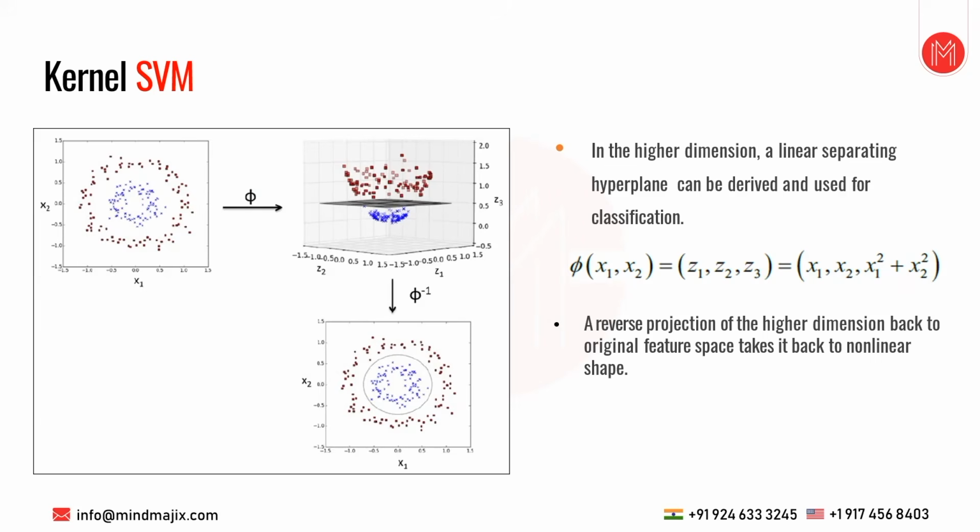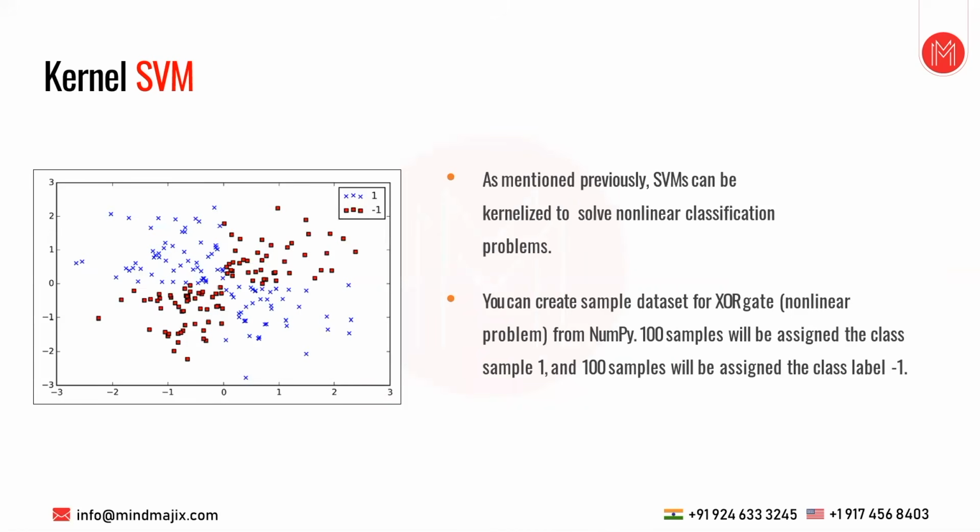What is the actual work of the hyperplane? The actual work of the hyperplane is classification. A reverse projection from the higher dimension back to the original feature space takes it back to a nonlinear shape, and that is how it works. Here again we have a two-dimensional image. If I convert it into three dimensions, I am able to classify it, but in two dimensions it looks very difficult to classify. In three dimensions it looks easy to classify. So we are getting four types of classes over there, and that is how we do the same thing.